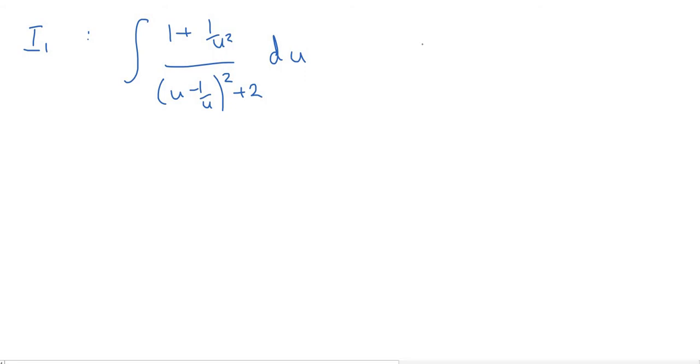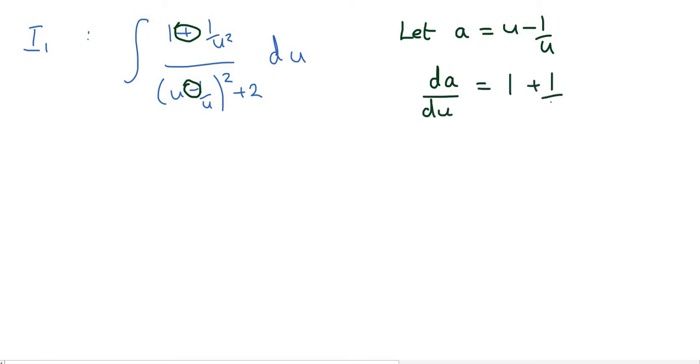Once again, we're going to make a substitution. Let a equal u minus 1 over u. You'll shortly see why we have the numerator with the positive and the denominator with the negative, because when we differentiate this, dA by du, we get 1 plus 1 over u squared. Hopefully you can see what's happening. This tells us that du equals dA over 1 plus 1 over u squared.